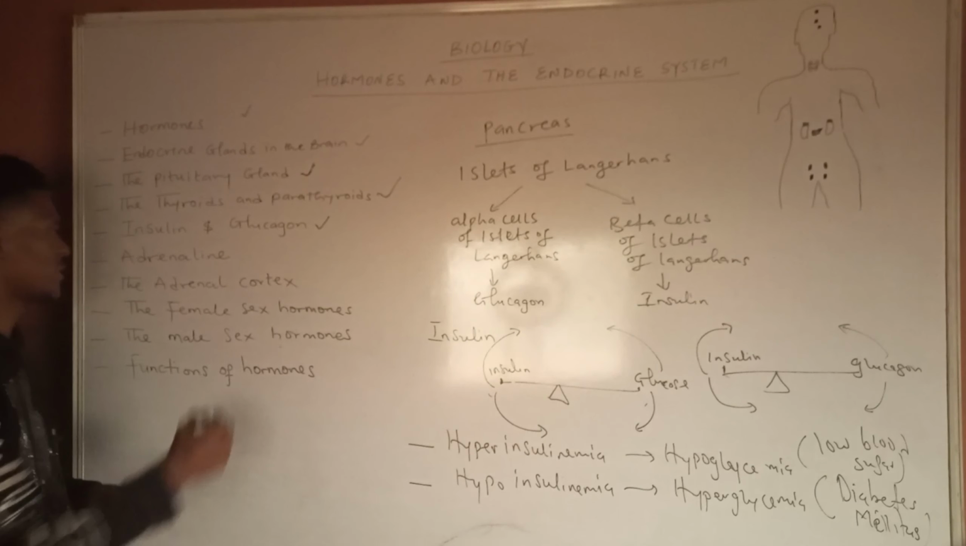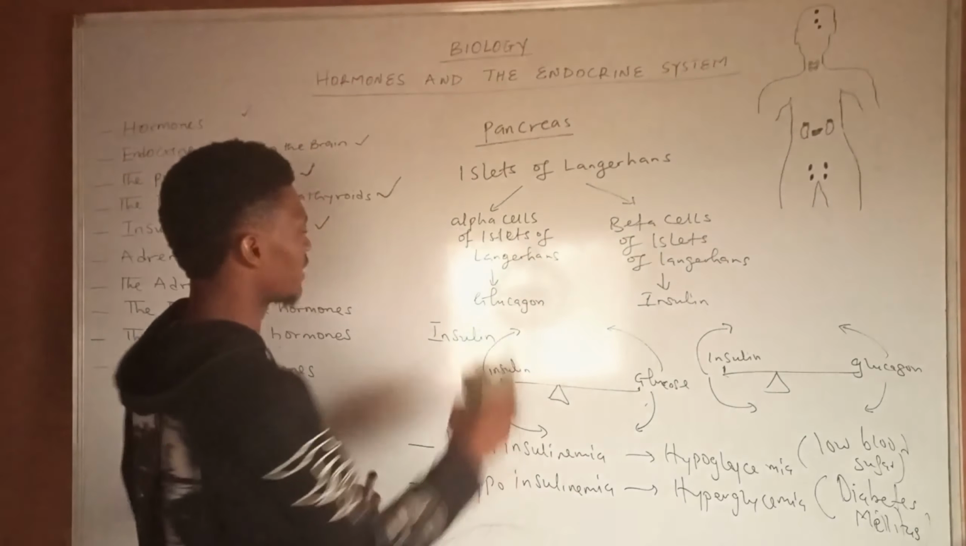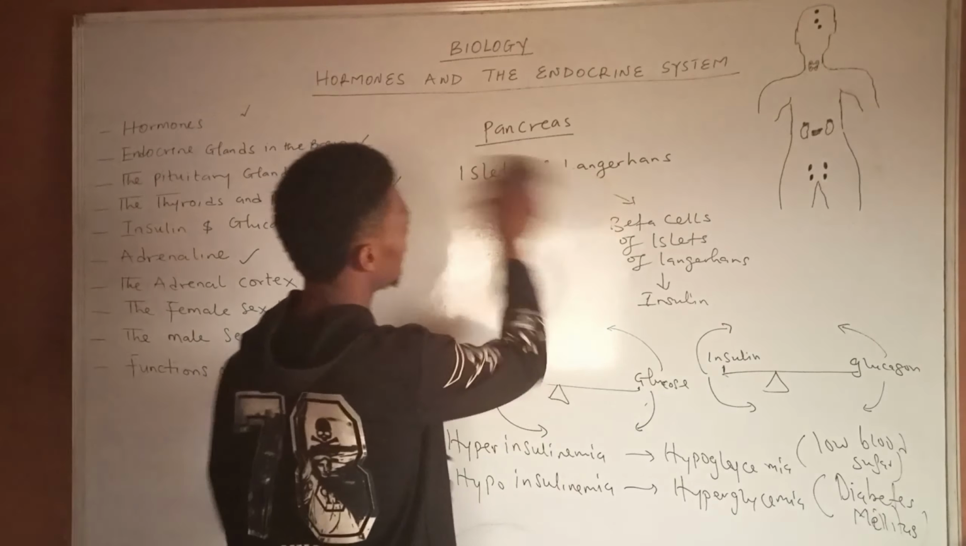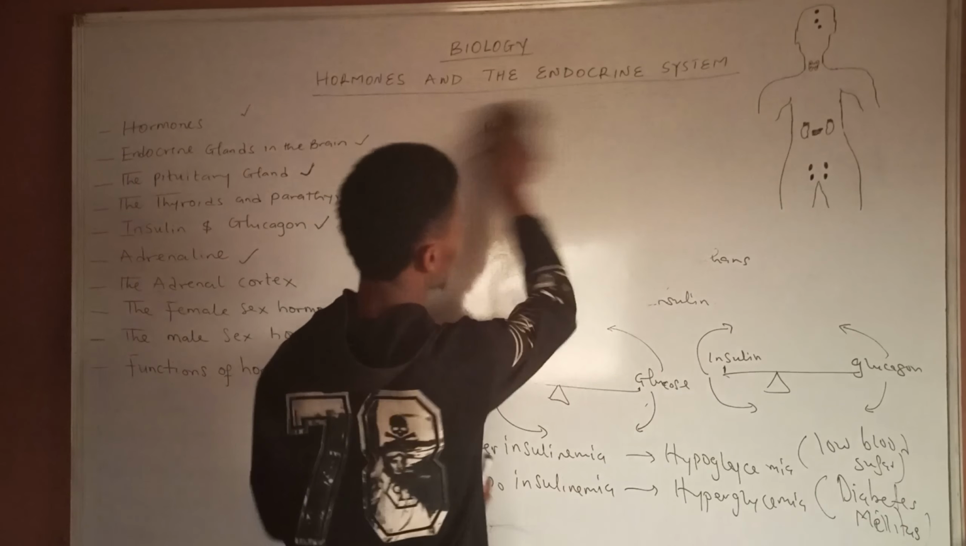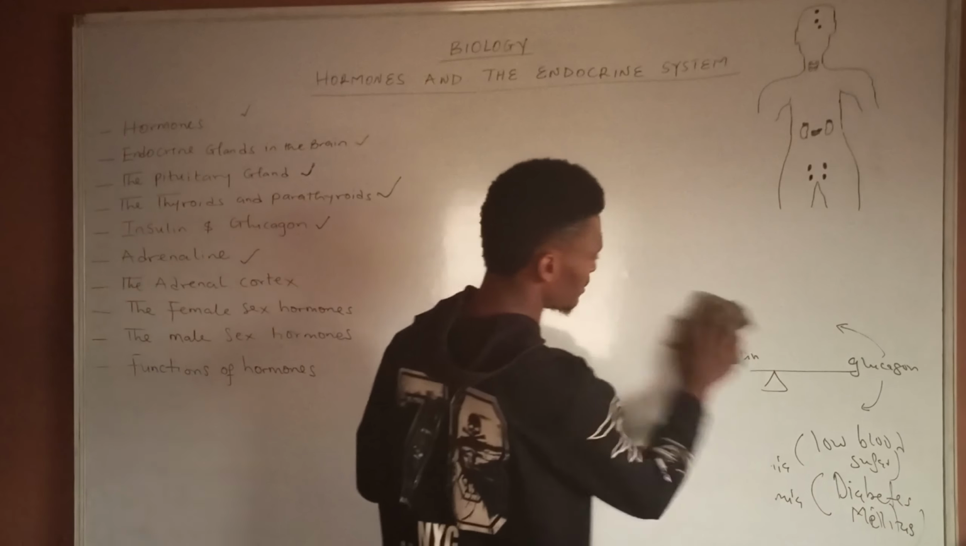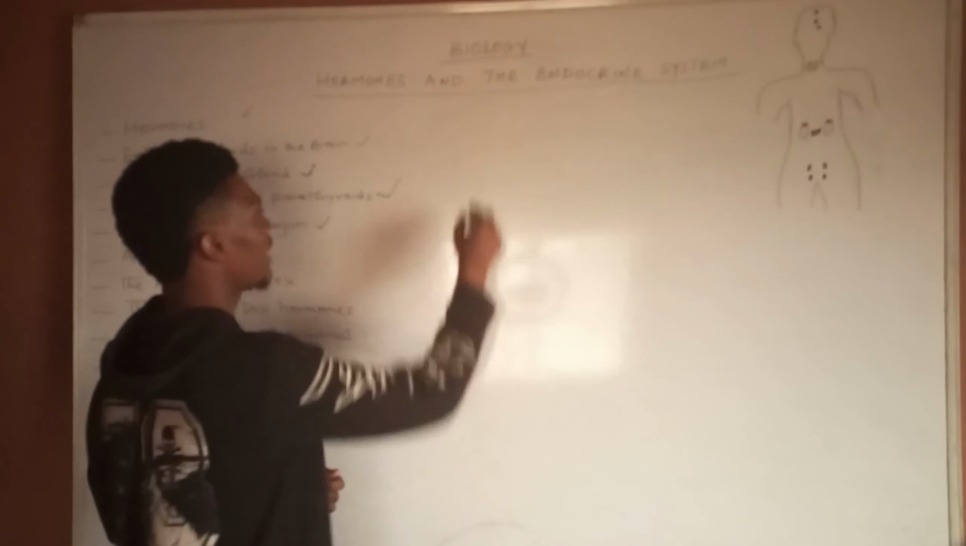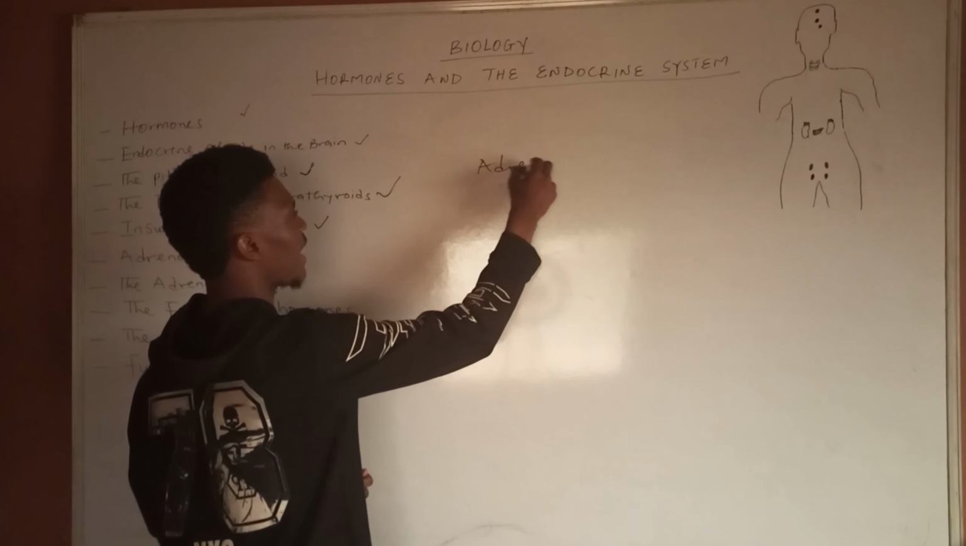Let's proceed to looking at adrenaline. Adrenaline is a hormone that is produced or secreted by the adrenal gland. Now, the adrenal gland has two parts.